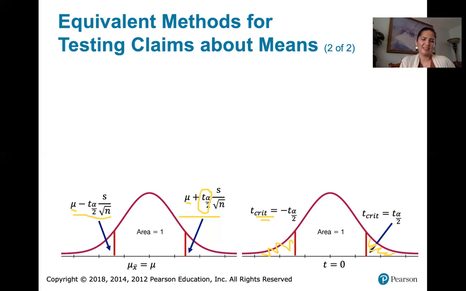So it's a little different over here on the left than it is on the right, but because we're using the same t values in either case, the same critical values, and we're using the same estimated standard deviation of s over the square root of n to compute those t values, the critical value method and the confidence interval method are giving you the same result.